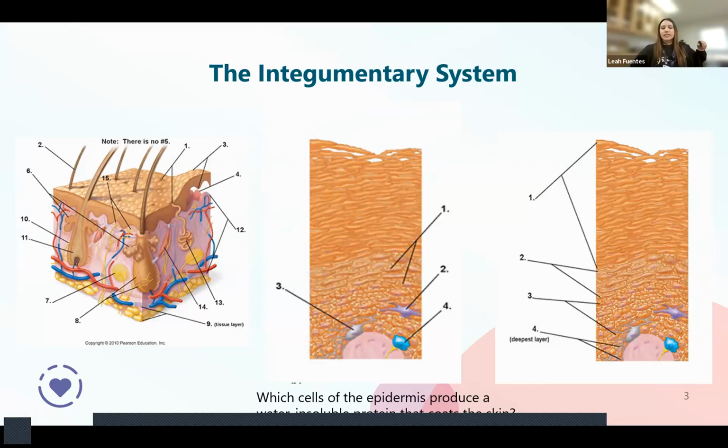So the first thing is the integumentary system. These 3 images are going to come up on the exam, but you're going to want to pay attention to what the question is asking because, for example, this one in the middle, this second one, is pointing at the specific cells of the epidermis. And then the one on the very end is asking for the different layers of the epidermis.